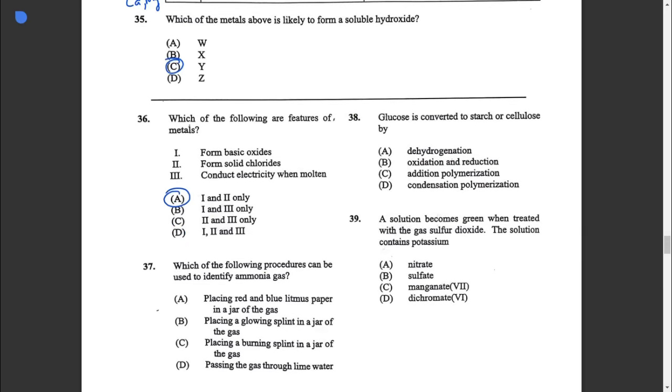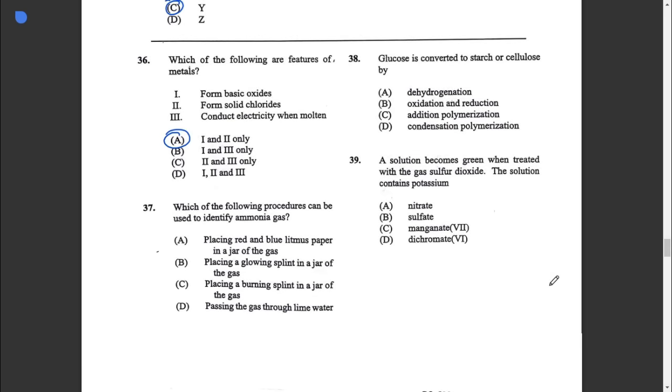37. Which of the following procedures can be used to identify ammonia gas? We know that ammonia is a base, a specific base, which is what we call an alkali. So alkalis are specific bases, meaning that they dissolve in water, right? There are some other bases that do not dissolve in water, but the ones that dissolve in water, we call them alkalis, to be specific.